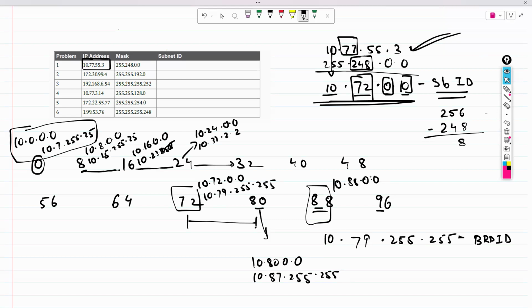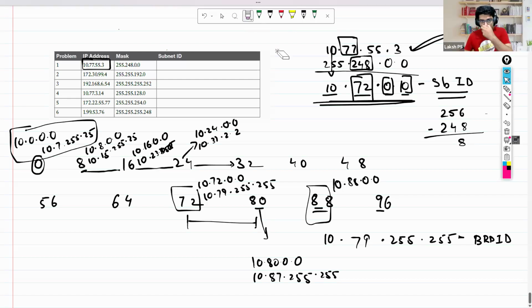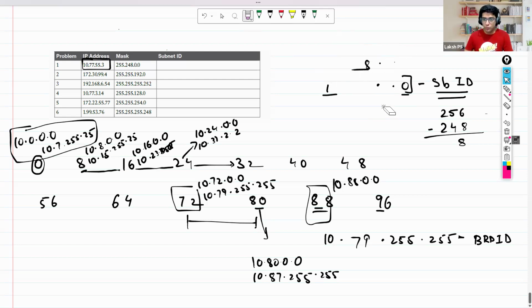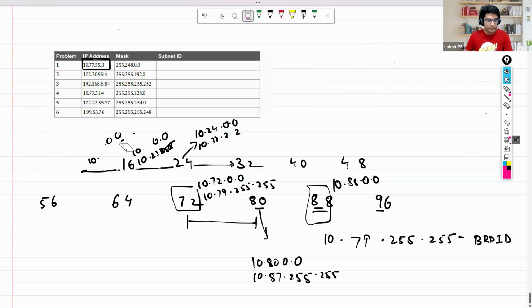Okay, got it? Yes. So if people who are listening to the recording do not understand, it's okay. We'll go through a few more calculations, and you will have a better understanding.